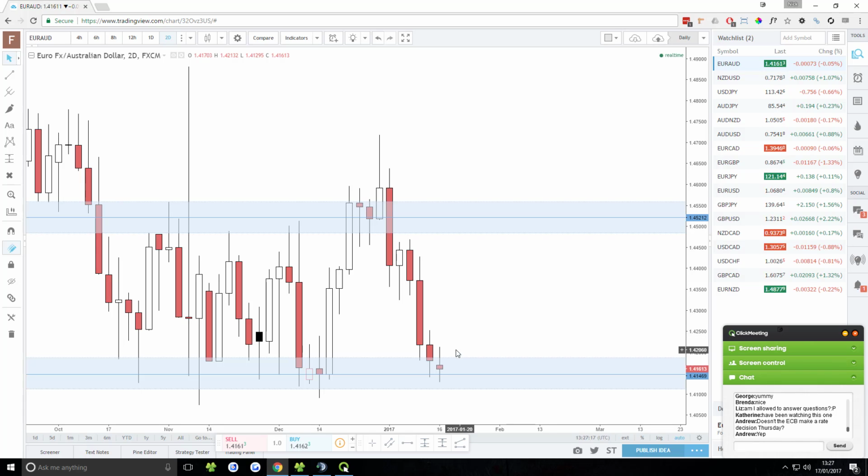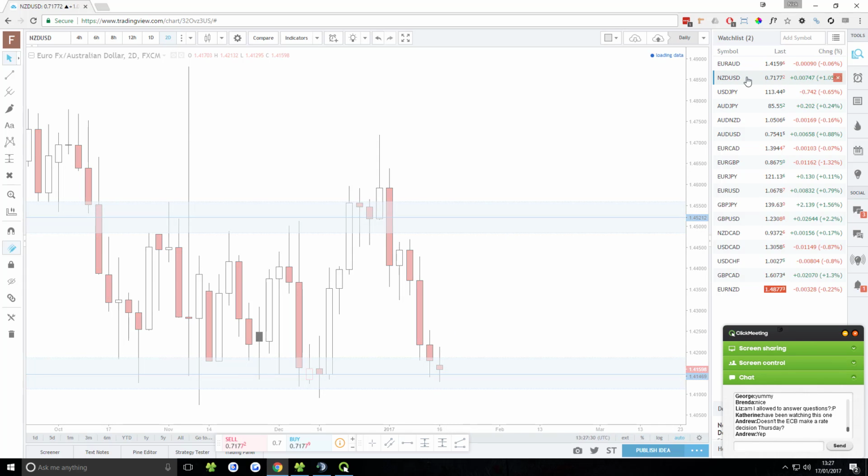It is telling us that indecision is forming on support. So sellers are struggling to break through support, and we could be seeing a potential reversal. So do keep a very close eye on Euro AUD, because this is the best looking setup at the moment.